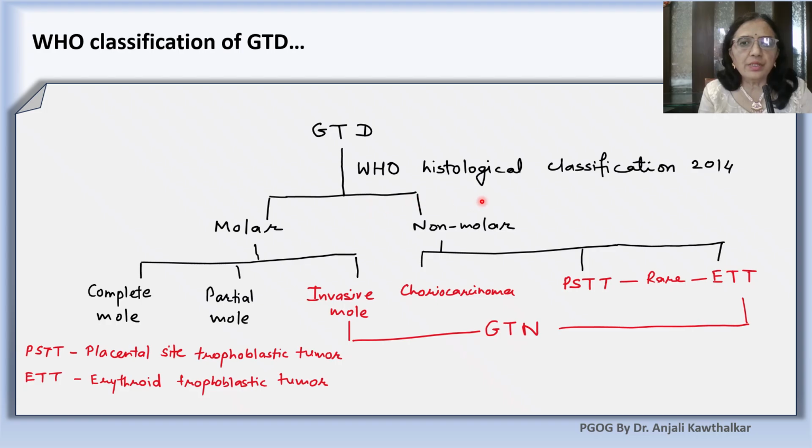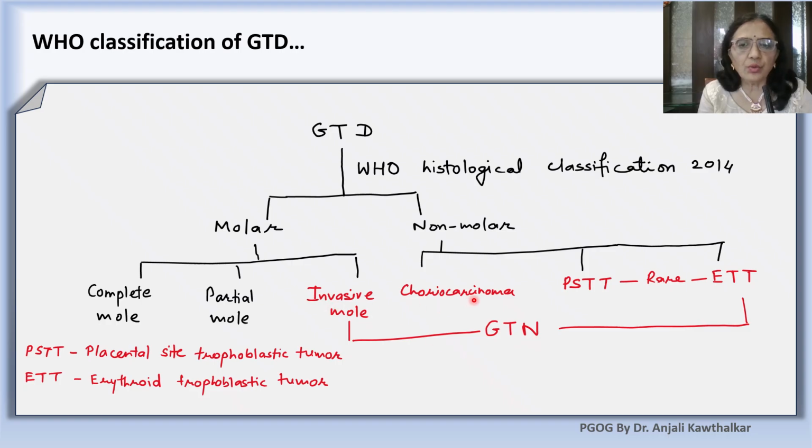Now, to continue with this WHO histological classification 2014, under molar, we have three variants: complete mole, partial mole, and invasive mole. Whereas under this non-molar or malignant trophoblastic tumors, we have three types. One is choriocarcinoma, second is PSTT, that is placental site trophoblastic tumor, and third is ETT, that is epithelioid trophoblastic tumor. Now, as you can see here, all the red ones are considered as gestational trophoblastic neoplasms.